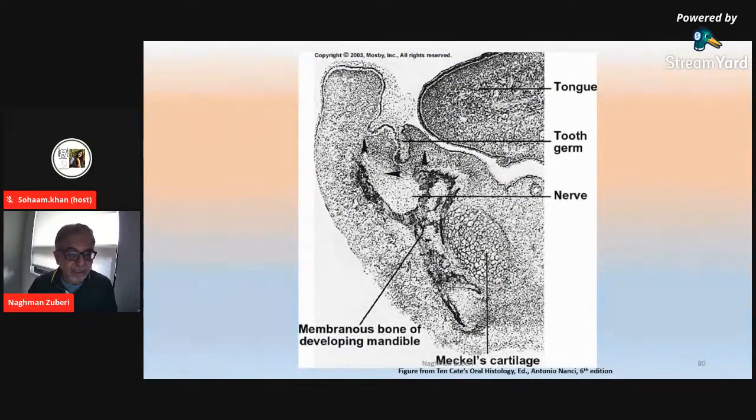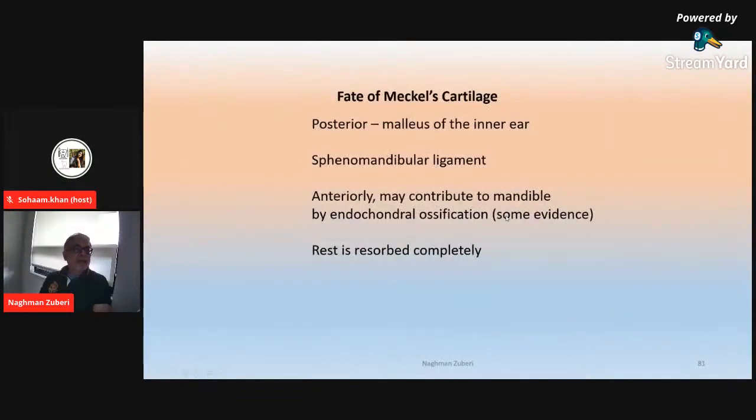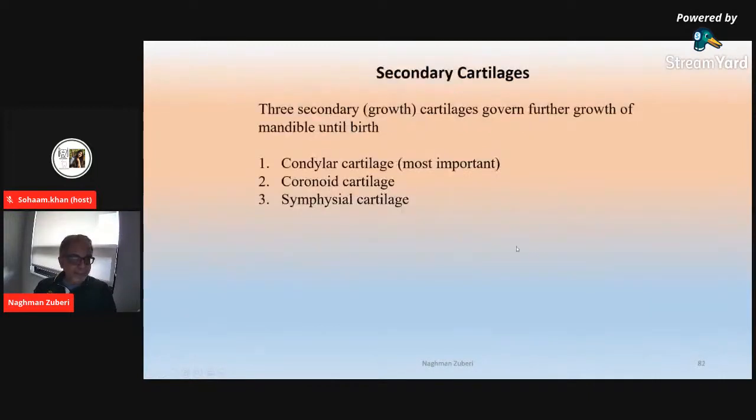Here we can see Meckel's cartilage, then the membranous bone developing around Meckel's cartilage. This is the tongue, and the tooth germ starts appearing. What happens to Meckel's cartilage? Posteriorly, the malleus of the inner ear and the sphenomandibular ligament are formed from Meckel's cartilage. Anteriorly, it may contribute to the mandible by endochondral ossification. Not always proven, but some of the authors still believe in that. And the rest is resolved completely.